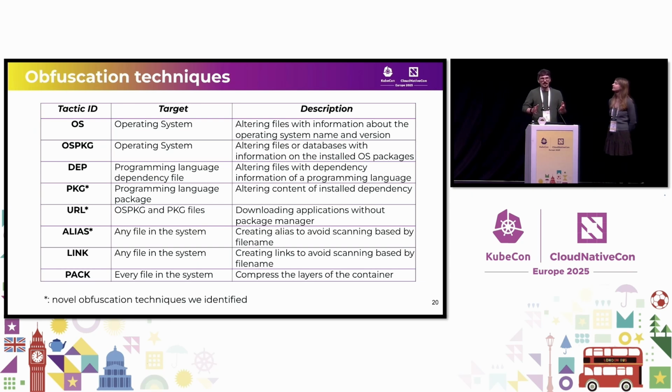Then we have URL obfuscation. Basically, the user downloads software from the internet rather than using package managers. Then we have alias and link obfuscation.